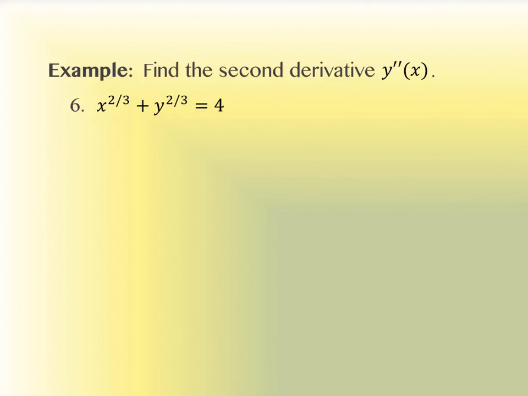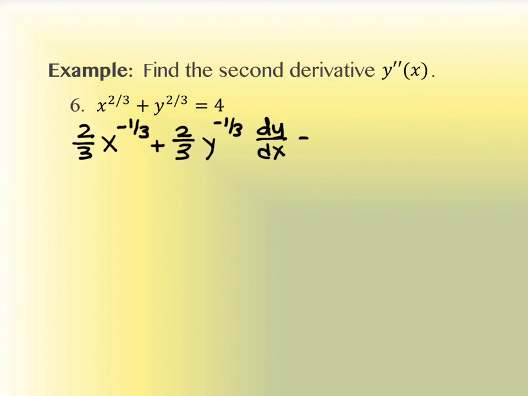What is the derivative of x to the 2/3? Good, 2/3 x to the negative 1/3. Now I need the derivative of y to the 2/3. It's going to start out looking the same, right? 2/3 y to the negative 1/3. But then what? dy dx equals 0. So we need to solve this now for dy dx.